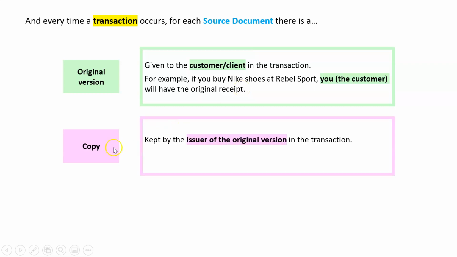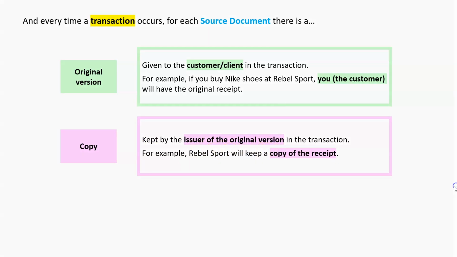Rebel, however, will keep a copy. So we generally say the copy is kept by the issuer of the original version. In this case, Rebel will keep a copy and you go, hang on, they only printed one receipt and gave it to me. Where's their copy? We don't mean a physical copy, it could be, but it's just going to be a copy that's kept in their computer system. It doesn't matter where the copy is and what form it takes, as long as there is a copy, and Rebel can go and get that if they ever need it in the future.